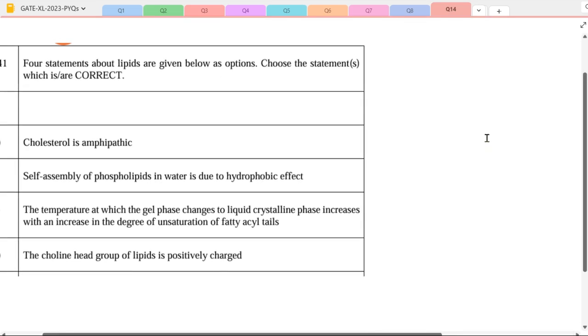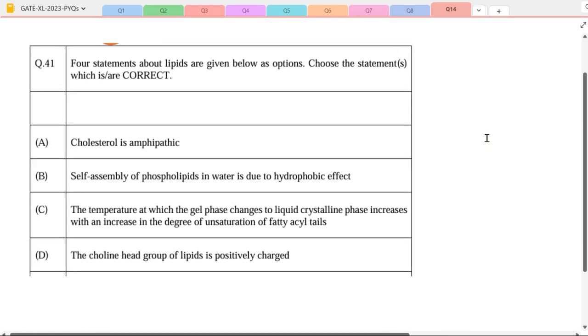Yes. 4 statements about lipids are given as below options. Choose the statements which is or are correct. So this is a multi-select question, so you have to be really careful with the options. So here the first statement is cholesterol is amphipathic. Absolutely true because it has an OH group. And the second option is self-assembly of phospholipids in water is due to hydrophobic effect.